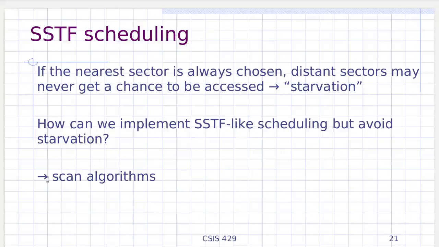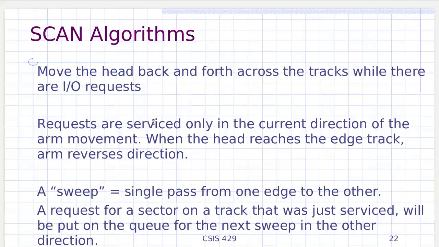It turns out there's a whole bunch of methods that people have used in the past and that are used today too. These are called scan algorithms. That is, the arm moves across and scans all of the tracks from one side to the other, so they're called scan algorithms. What you do is move the head back and forth across the tracks along the radial direction while there are I/O requests. Otherwise, you just keep the head stationary. You don't need to move the head if you're not getting any requests.